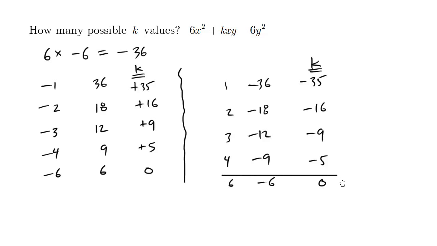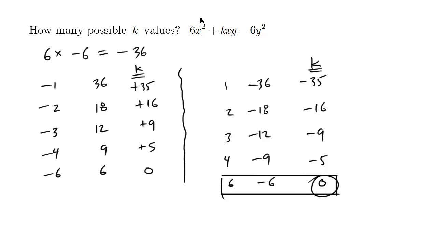We don't count this k-value 0 because we already used that as an answer. You can't repeat the same answer twice. So we can say that there's actually 9 different k-values for this particular question.